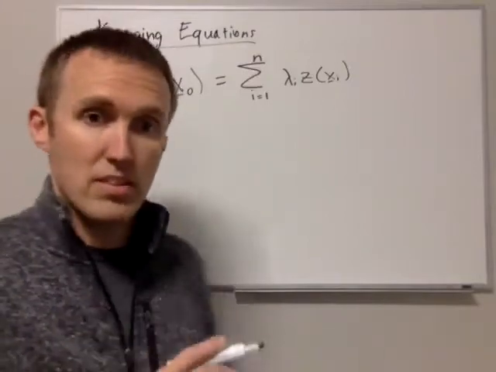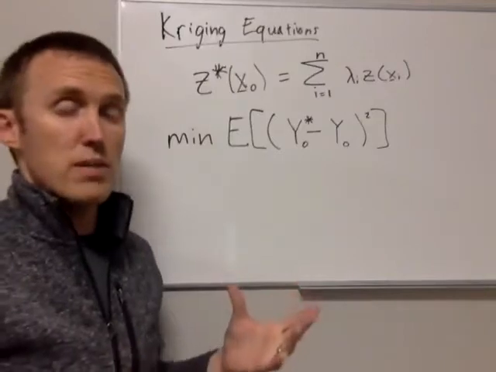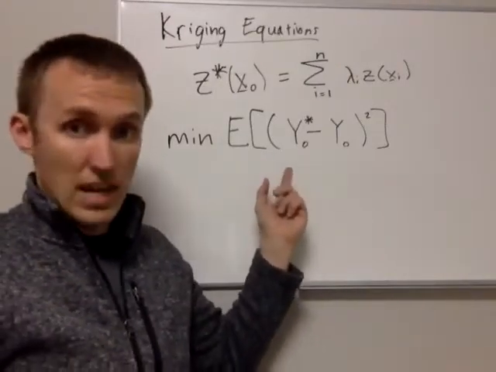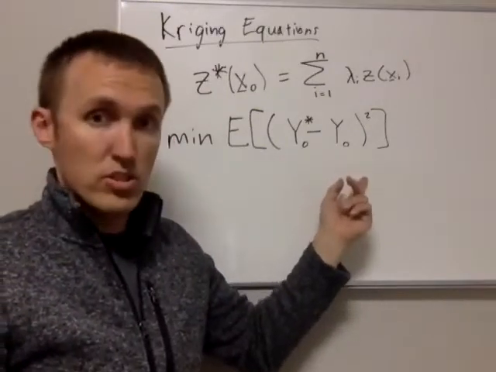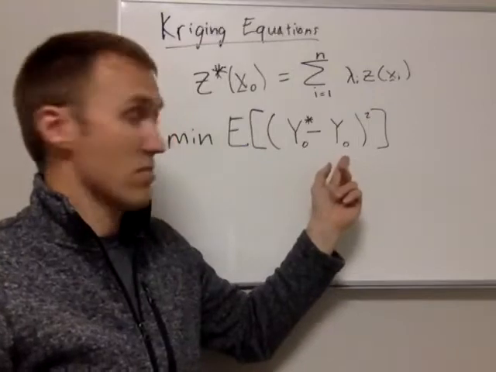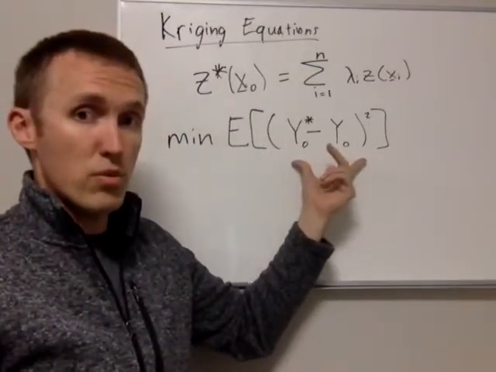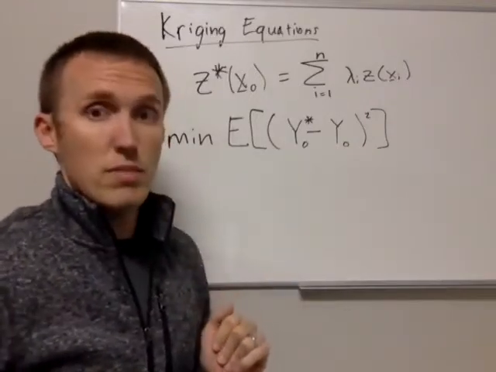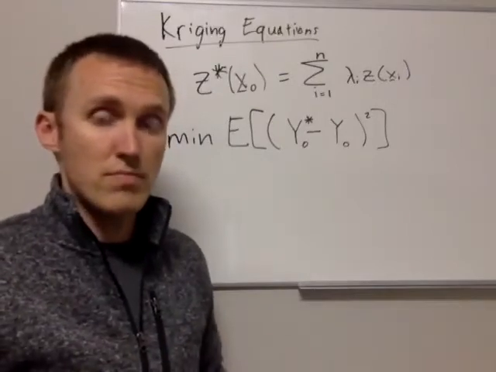So let me write down the estimation variance. What I've written down here is that we want to minimize the estimation variance, which is the expected value of the estimate y star minus y naught, which is the true y at our new estimation location. That's the difference between the true and the predicted, squared, and the expected value of that. That's what we want to minimize. In other words, we want our estimate to be as close as possible to the true value.